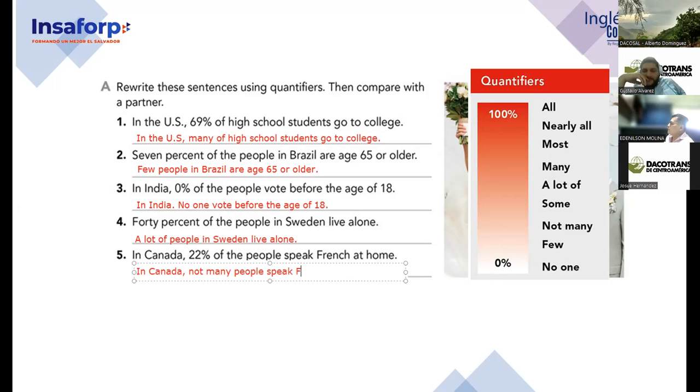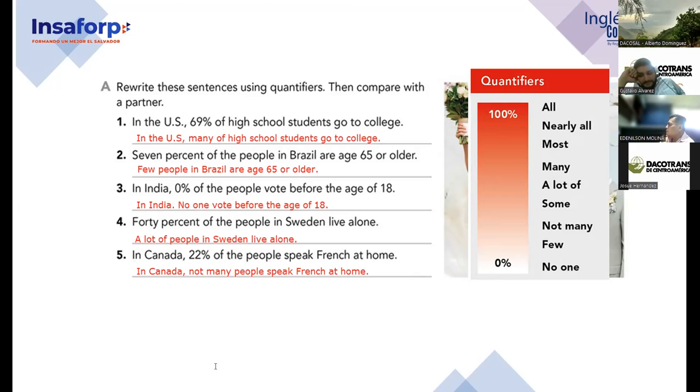Si se fijan, la idea se mantiene si ocupamos few or not many. Se mantiene, ¿ok? Porque recuerden, utilizamos quantifiers cuando no estamos seguros del porcentaje exacto. So, it doesn't matter if you express the idea using few or not many. But you need to be specific. If you want to be specific, then you're going to use percentages. Si quieren ser súper específicos, utilicen porcentajes. If not, you can use quantifiers.